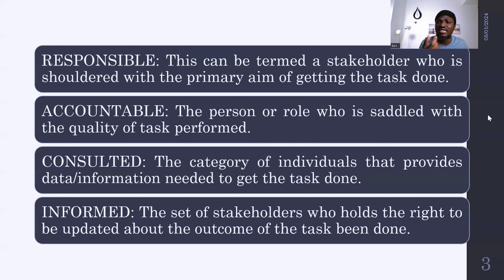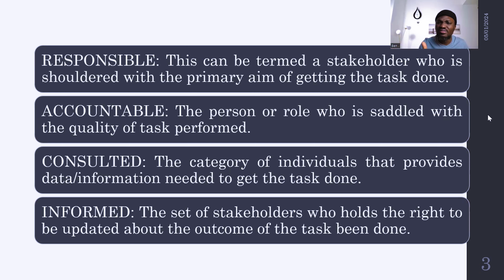So in this context, the head of finance is to be consulted. If you are to put your RACI chart together, and the question is in respect to the eliciting of requirements task, who needs to be consulted, then you easily identify that it is the head of finance. Who is saddled with the primary aim of getting the task done? What task? Eliciting requirements. That is the business analyst.